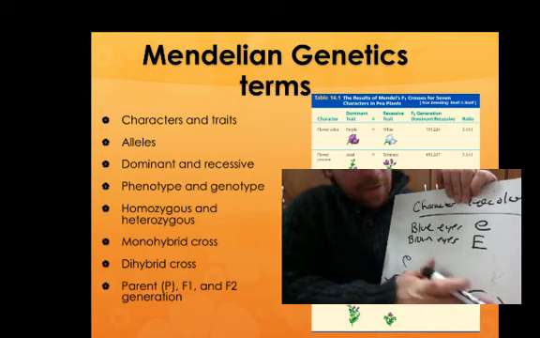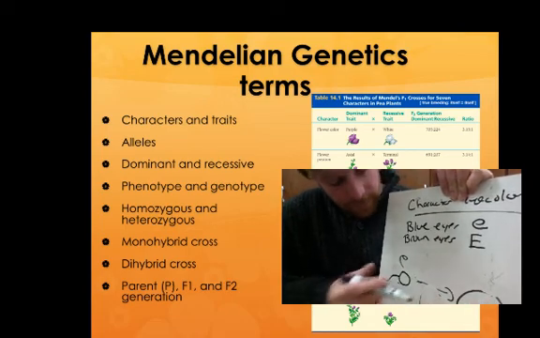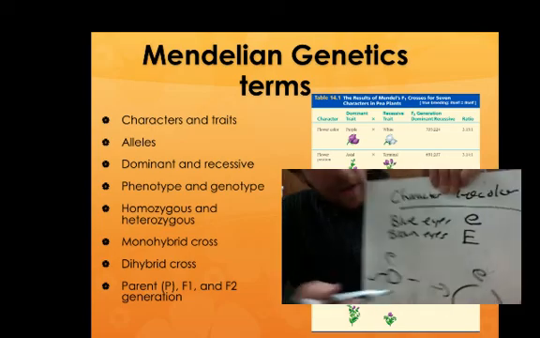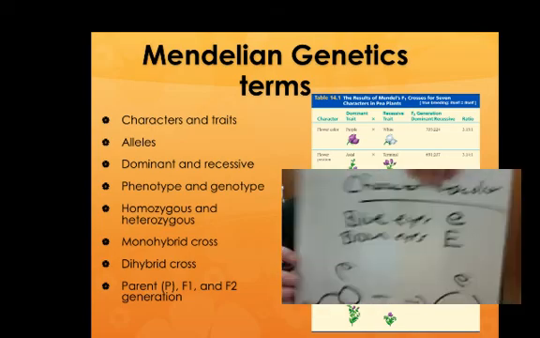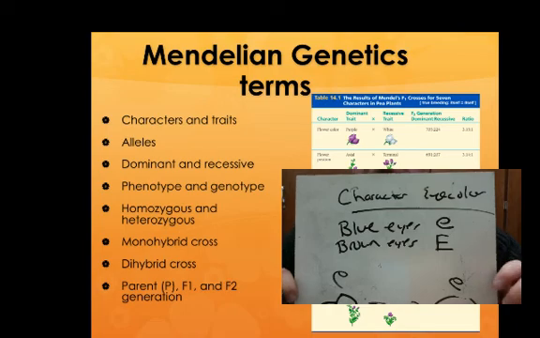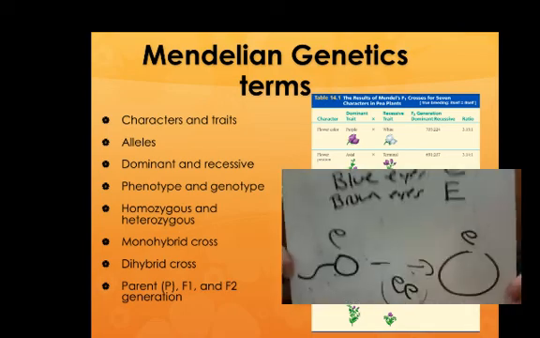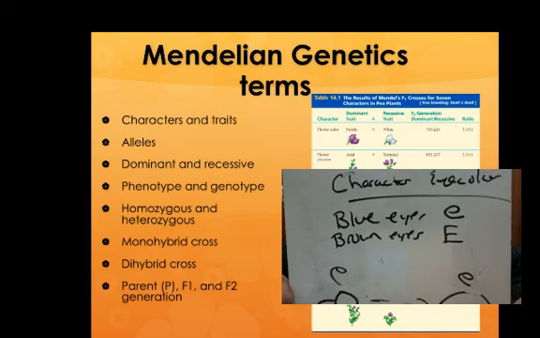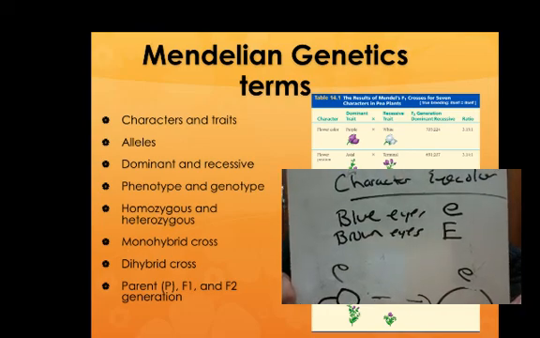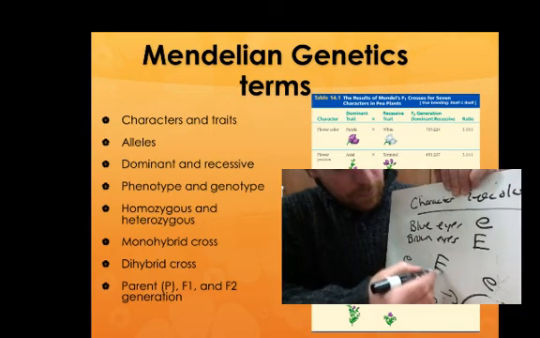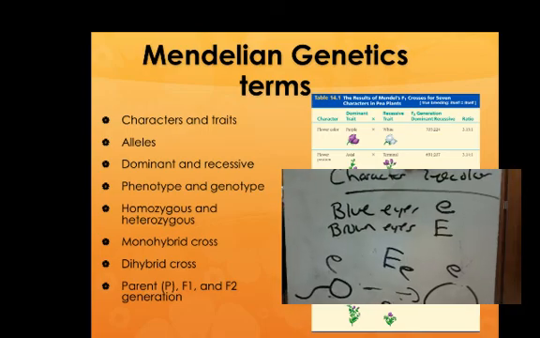Now, if we change this around, let's say we have small e here and small e there, then our resulting organism would be small e, small e, and this would be the recessive phenotype. This organism is homozygous for the recessive. Homozygous just means you have the same two alleles. Homozygous, heterozygous.